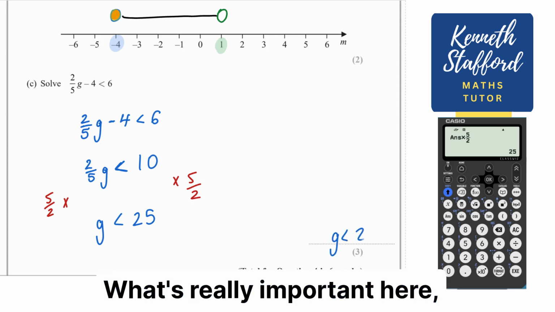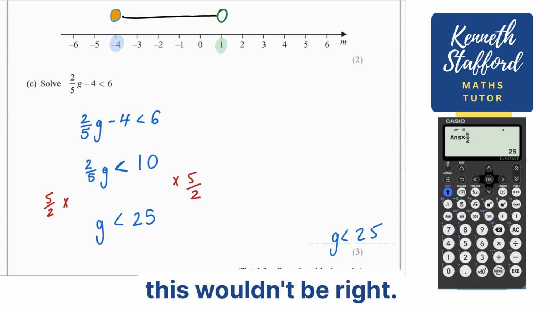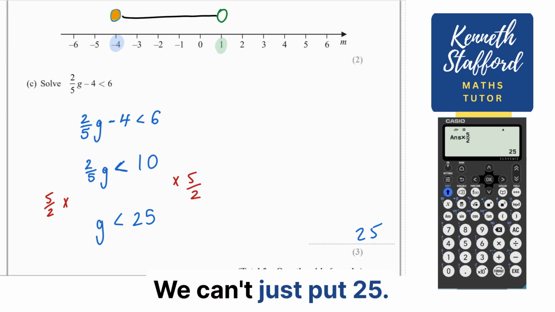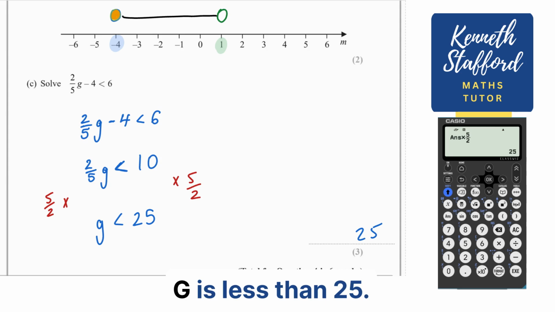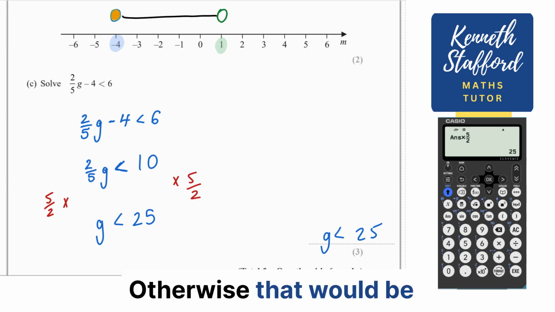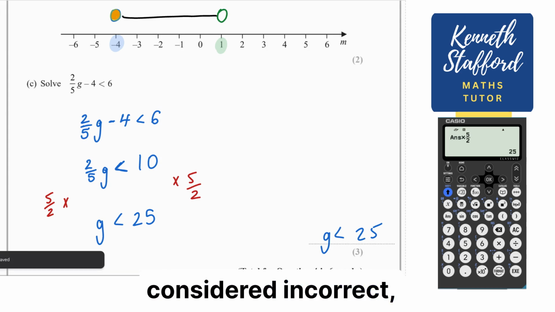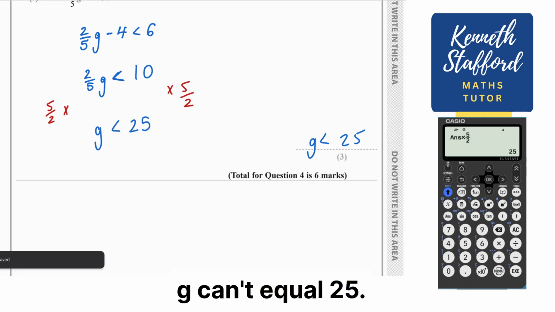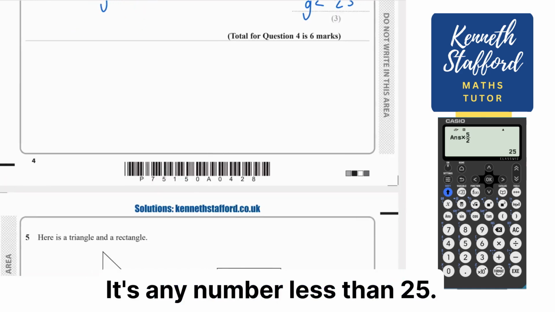What's really important here, if I put that on the answer line, this wouldn't be right. We can't just put 25. G is less than 25. It needs the letter, it needs the inequality symbol. Otherwise, that would be considered incorrect. Because actually, G can't equal 25. It's any number less than 25.